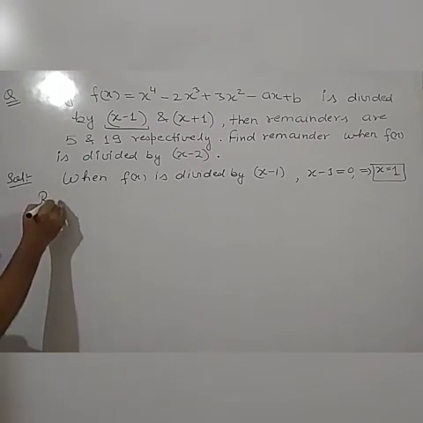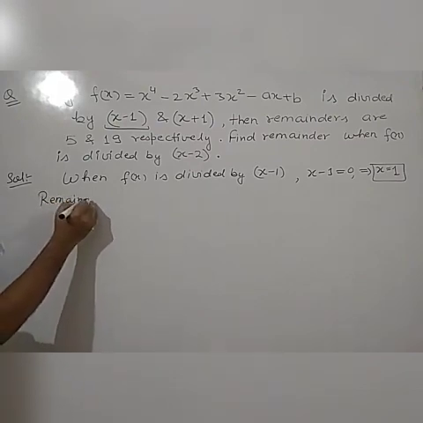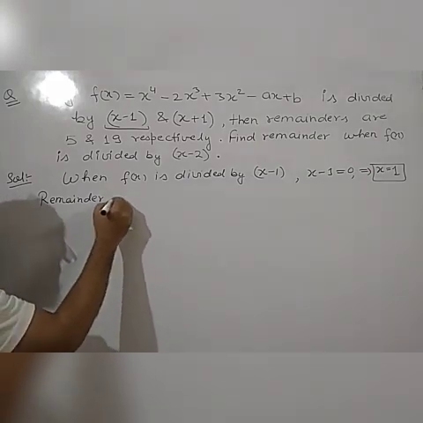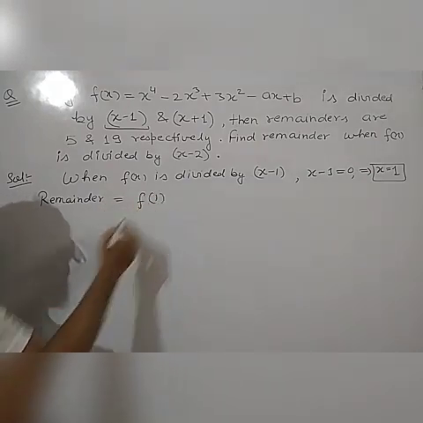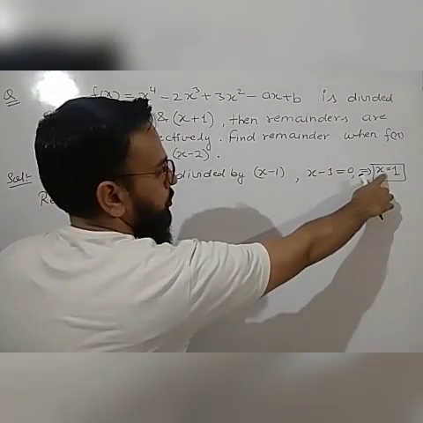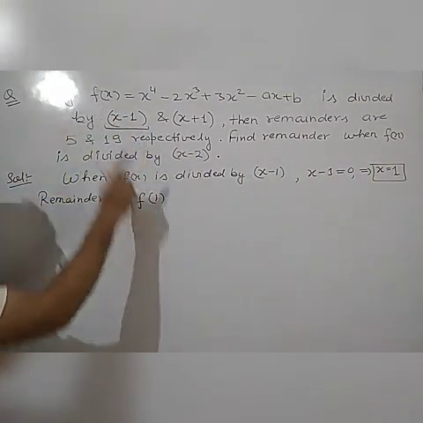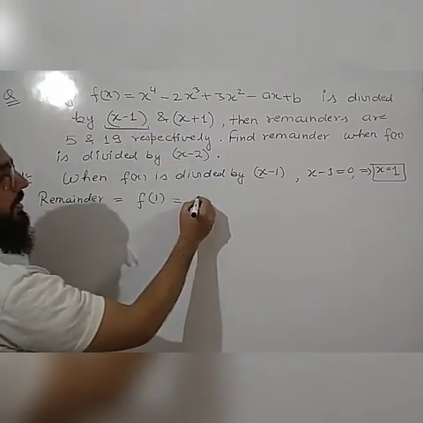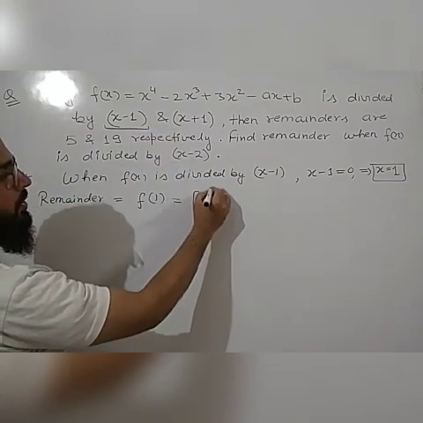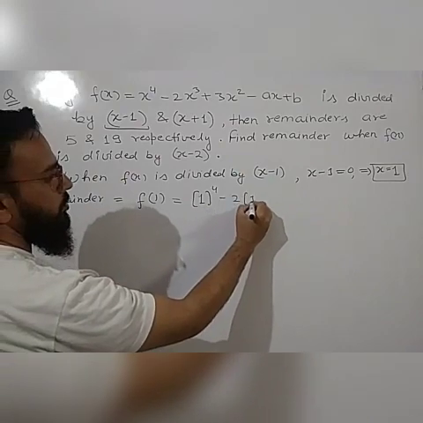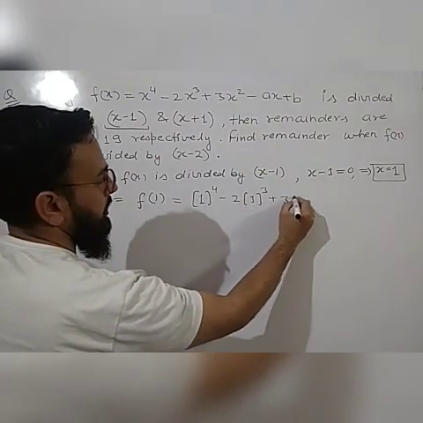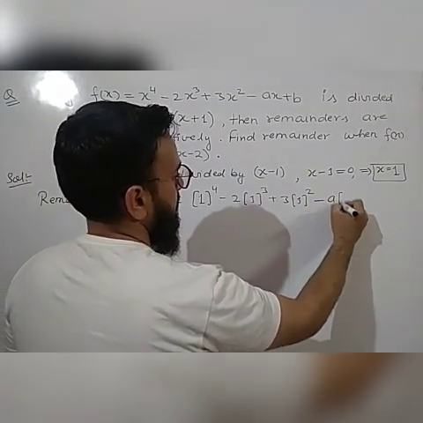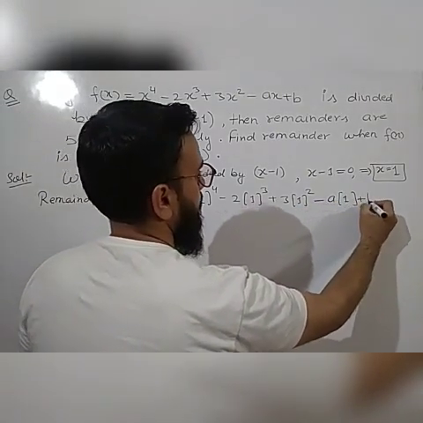So the remainder will be equal to f of 1, because x is equal to 1, so the remainder of this polynomial will be f of 1. Now putting the value, we will be getting 1 to the power 4 minus 2 into 1 cube plus 3 into 1 square minus a into 1 plus b.